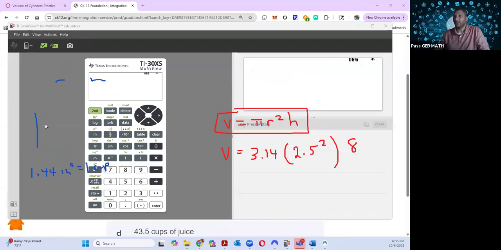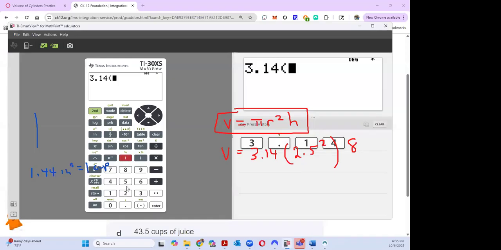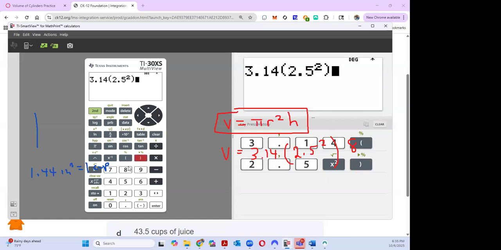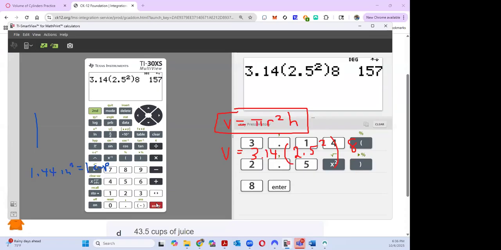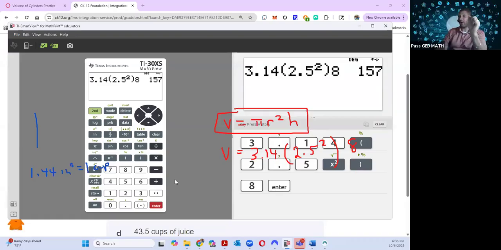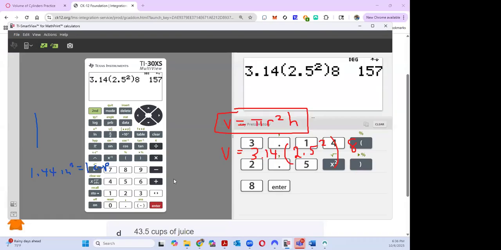Okay. So again, if you're used to identifying your givens, if you're used to writing the formula sheet, if you're used to substituting in 3.14 times 2.5 squared times 8, that'll give me the volume of the can. Everybody understand that? Everybody understand the volume of the can, pi r squared h? That's not what they're asking though, is it?